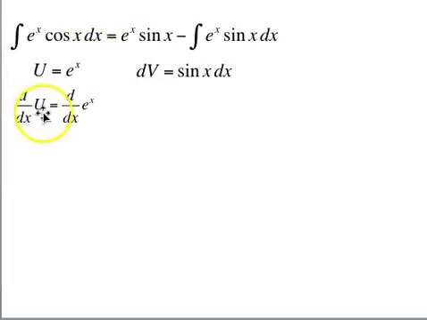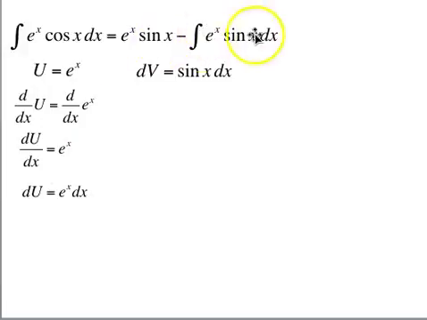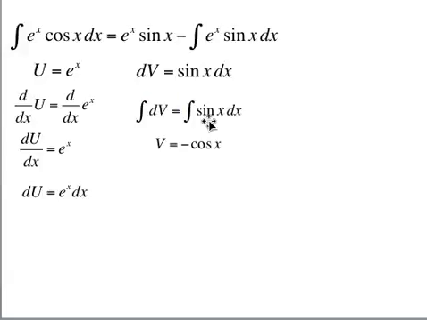The derivative with respect to x of u is the derivative with respect to x of e to the x. So du dx is e to the x, du is e to the x dx, again, for this piece. Over here, the integral of dv is the integral of sine x dx. The integral of sine x is minus cos, so we get capital V is minus cos x. Our goal is to do this integral.